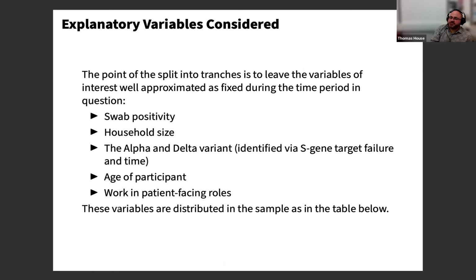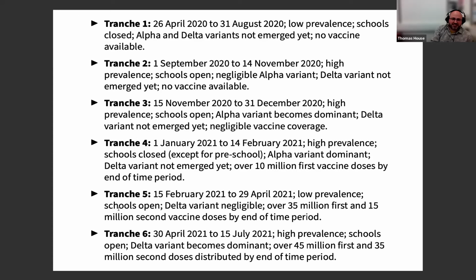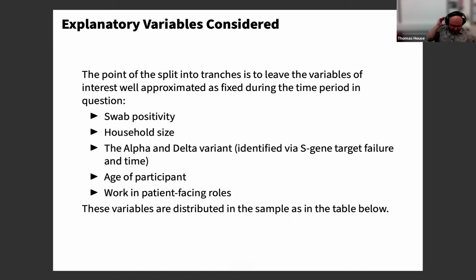The issue is we start off here before the vaccine, so we didn't build the model to run with vaccines. The thing we're currently working frantically on, and I think we all just hit burnout, which is why it's been a bit slow. The reason vaccination isn't here is we've been doing this since April 2020. So what we were interested in was swab positivity, household size, the Alpha and Delta variants in the first 6 tranches, age of participant, and work in patient-facing roles.